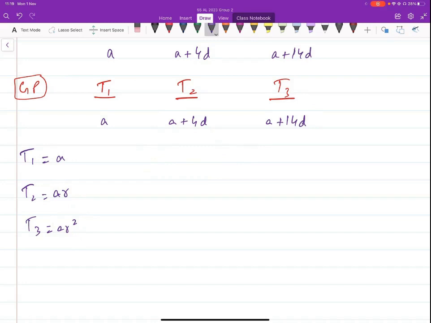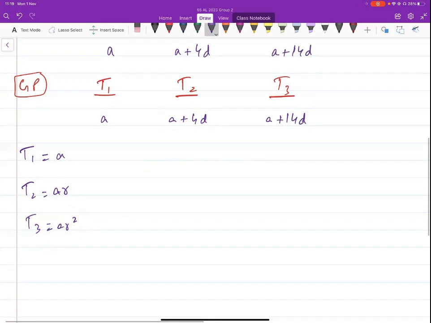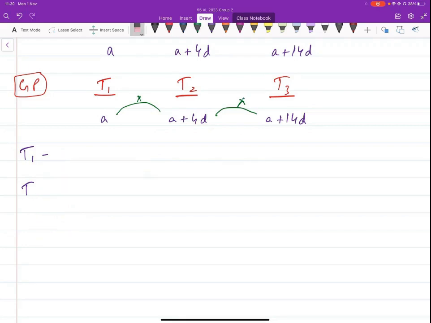Remember what makes a GP a GP? Why do we call this a GP? Because the ratio is constant. Ratio between consecutive terms is constant. That means we're multiplying by the same number to get this, and we're multiplying by the same number to get this thing. How do we calculate ratio? We said ratio is you take any two consecutive terms, and the ratio would be the next term divided by the previous term.